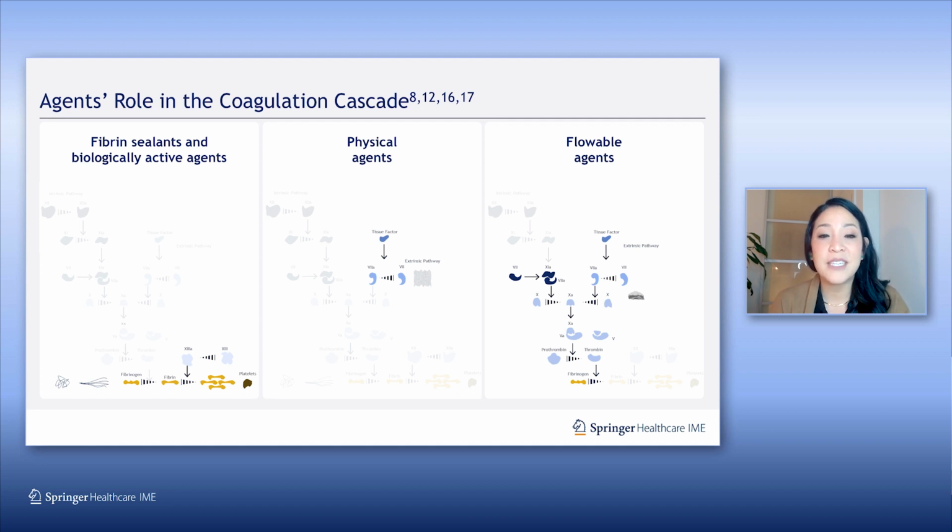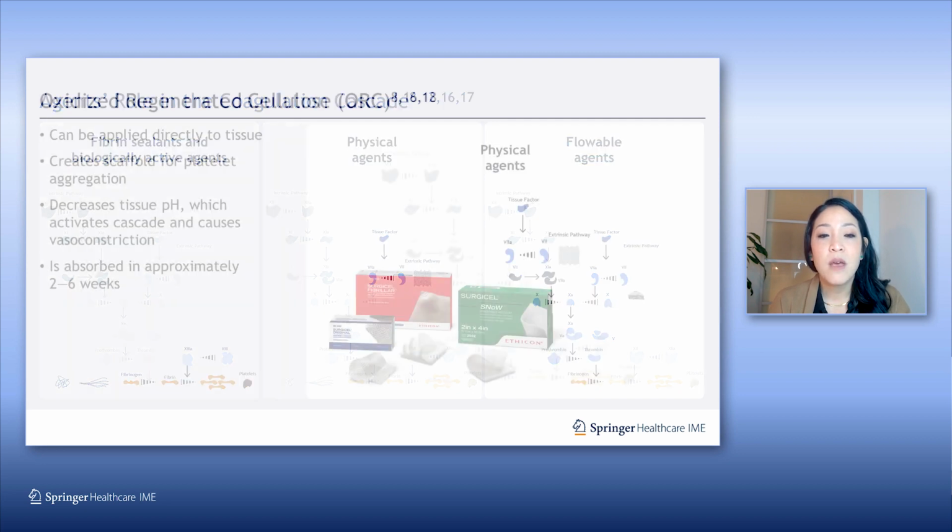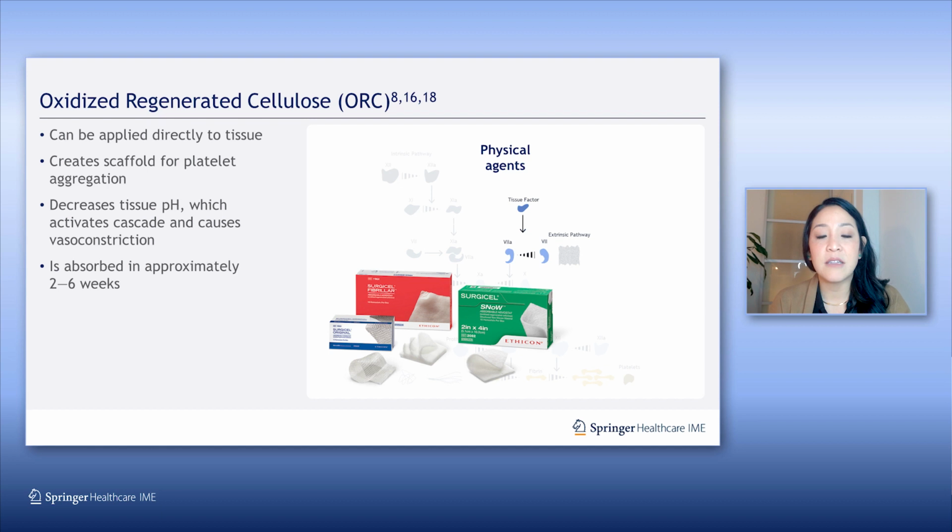So now I'll just hop into briefly reviewing some of the more commonly used agents. I'll begin with the oxidized regenerated cellulose. Now, this is a physical agent. On the right, you can see a variety of Surgicel products that are examples of this agent. This can be applied directly to the tissue and will then create that scaffold for platelet aggregation that Dr. Davis was discussing earlier. This also decreases the tissue pH, which is part of the mechanism of action. This also activates the cascade and causes vasoconstriction that is important in this process.